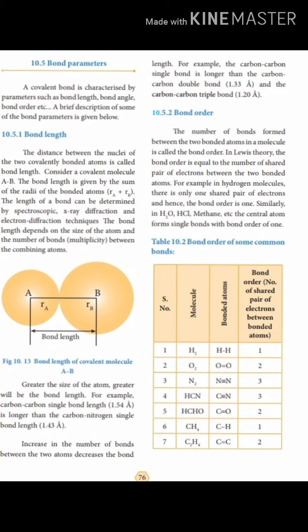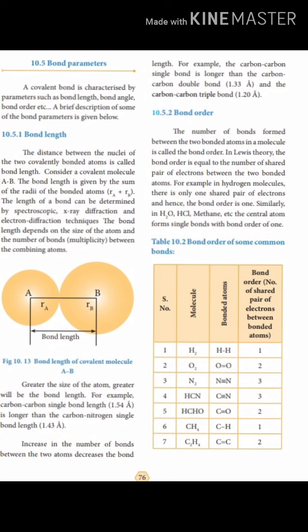The number of bonds formed between the two bonded atoms in a molecule is called the bond order. Bond angle. Covalent bonds are directional in nature and are oriented in specific directions in space. This directional nature creates a fixed angle between two covalent bonds in a molecule, and this angle is termed the bond angle. It is usually expressed in degrees.